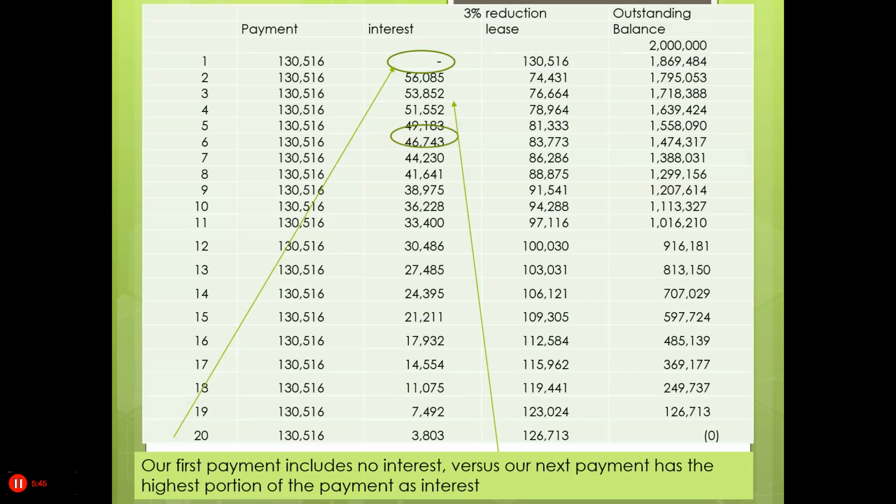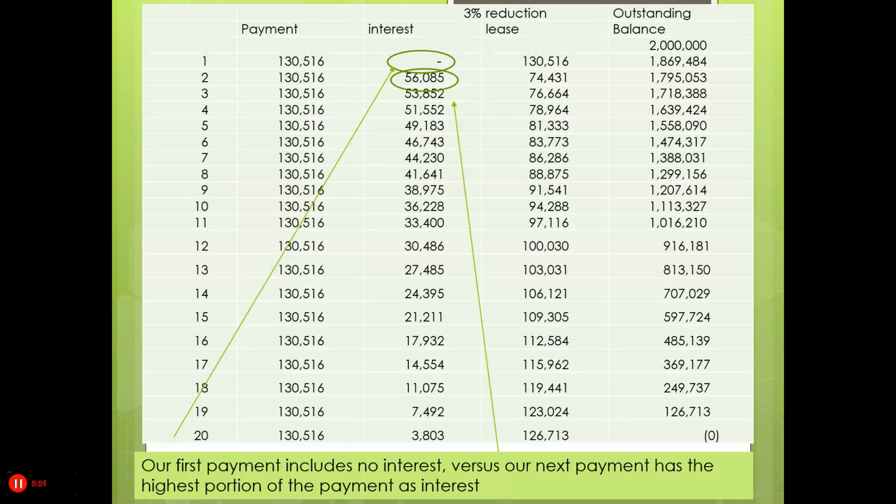would include interest. So what we would do is take $1,869,484 times 3%, and that tells us how much is interest, and then we subtract that from the $130,516, and that tells you how much goes against the lease. So now let's look at our payments.